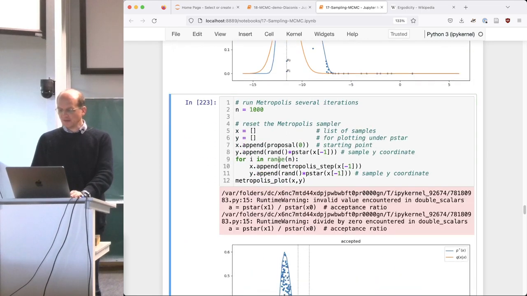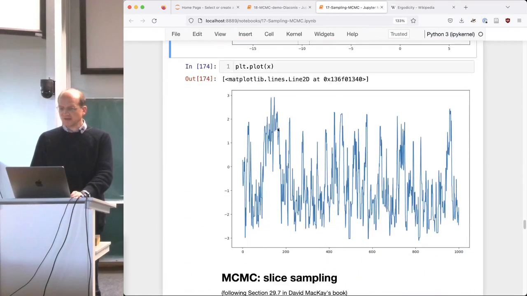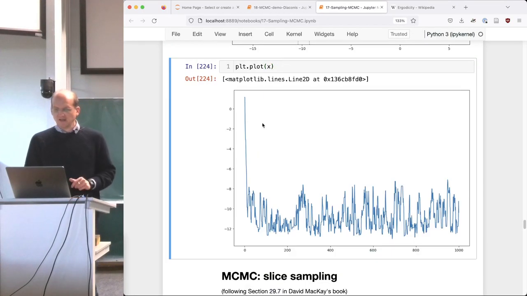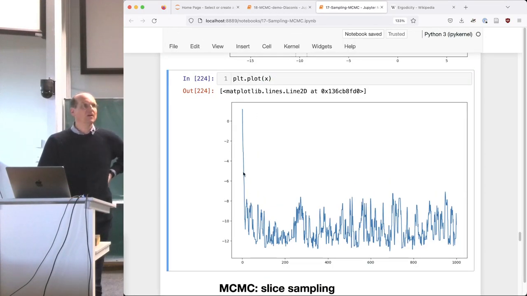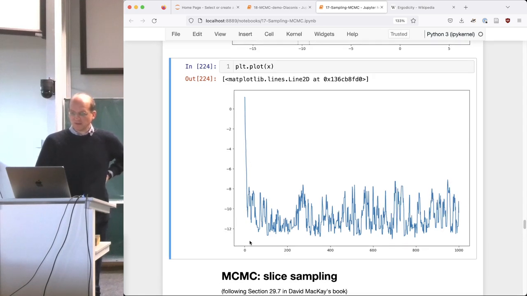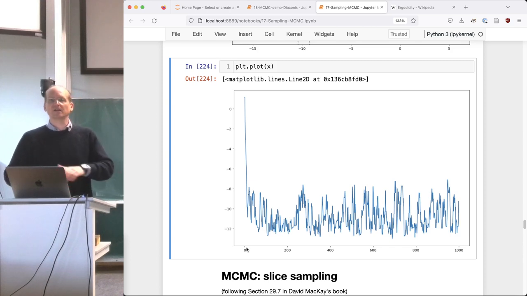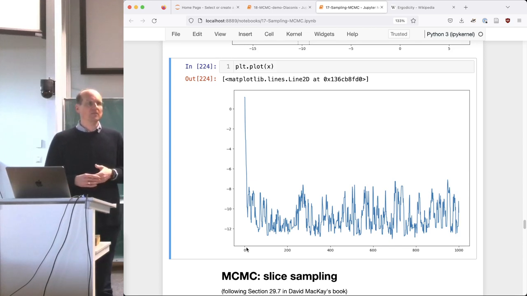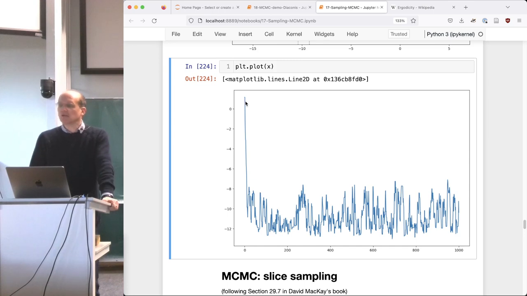Or if I run the sampler like this, it looks the same. But now this plot will be quite revealing, and it shows us that initially we have to have quite a few samples, maybe 20 or 30 samples here, until I'm getting into the right area. This period at the beginning is called the burn-in phase. That's a technical term from Markov chain Monte Carlo methods: at the beginning you might be anywhere, but after a while, ideally, you're getting closer towards the area where it's more likely.